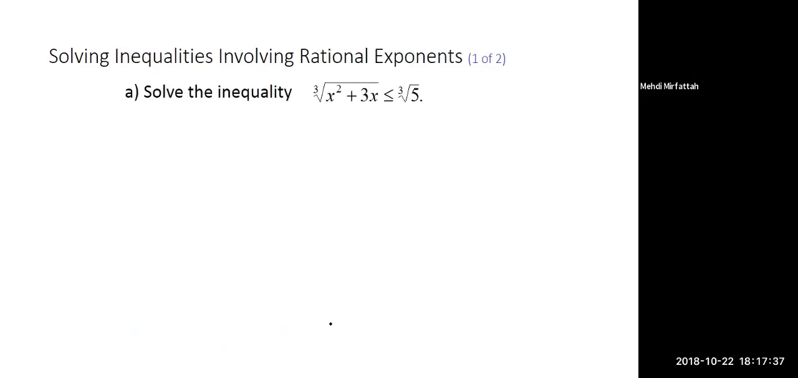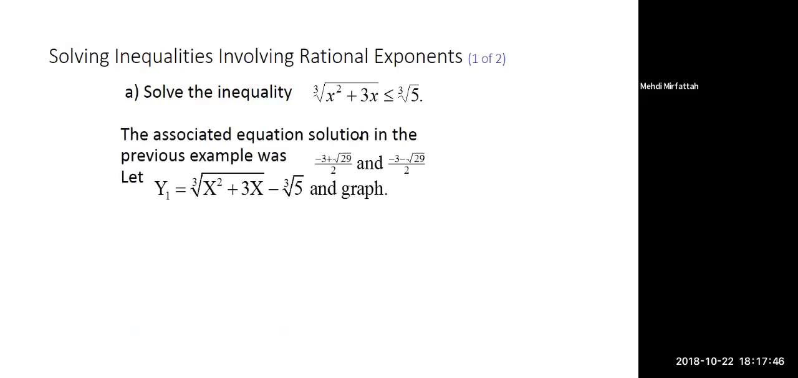Solve the inequality. Here we have cube root of x squared plus 3x less than or equal to cube root of 5. Very similar problem. We did this problem already and we found the solutions to be at this point, -3 plus and minus square root of 29 over 2.